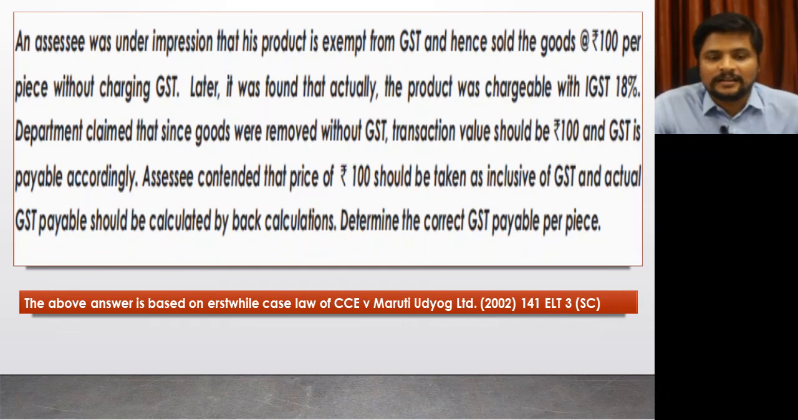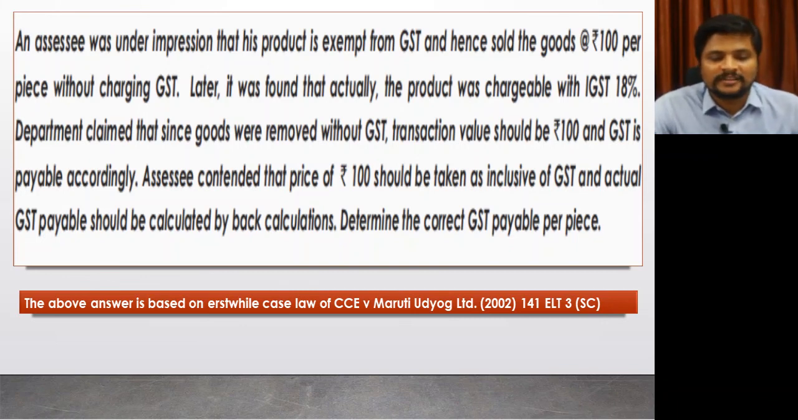The assessee is contending that the price charged by him is inclusive of GST itself. It means that he has not separately collected GST. Whatever the price he has charged, that is inclusive of GST. So you have to refer to rule 35 and find this particular GST amount. That amount only will become payable to the government. That is the contention of the assessee. So what is the correct GST payable here is the question in this scenario.